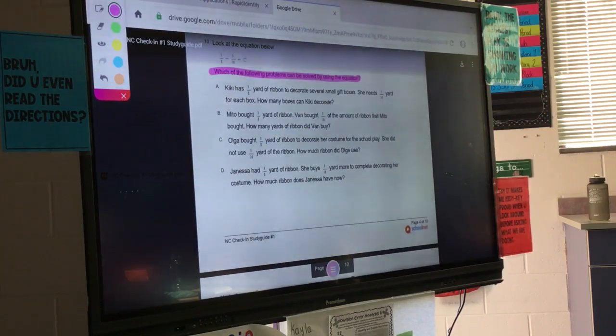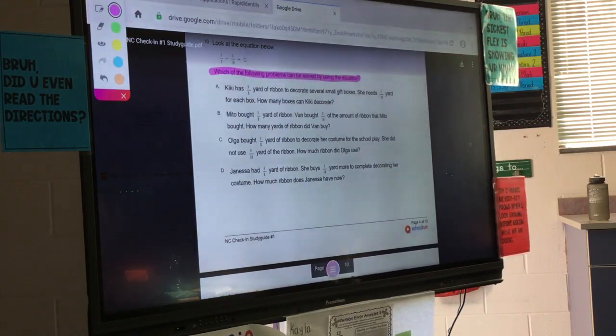All right, B says, Maito bought 3/8 yard of ribbon. Vaughn bought 3/16 yard of ribbon, of the amount of ribbon that Maito bought. How many yards of ribbon did Vaughn buy? Stand up if you would have picked that one. You picked that one? Okay. Have a seat.